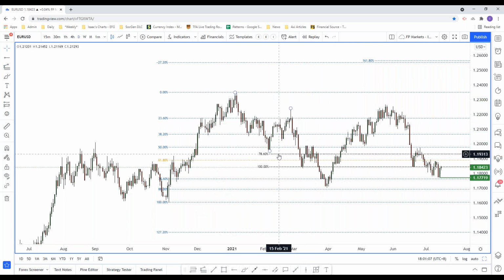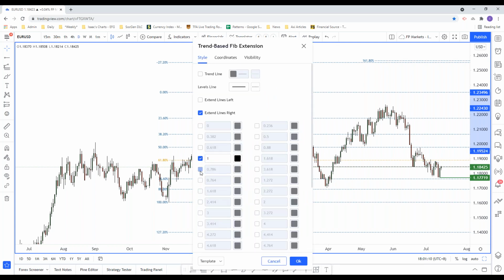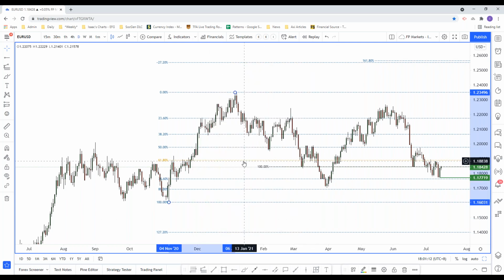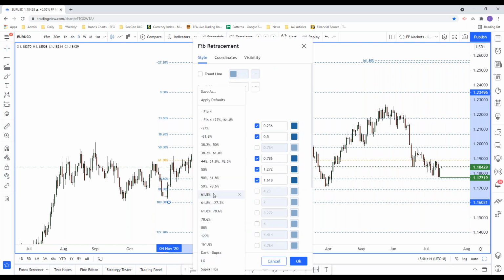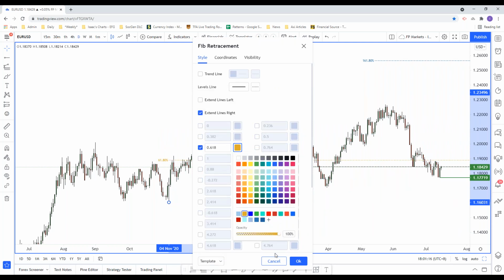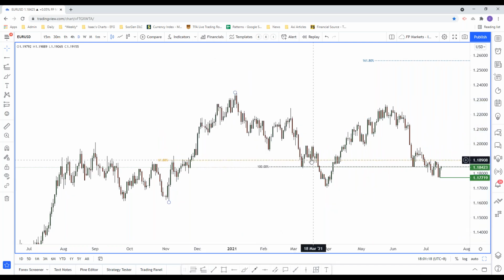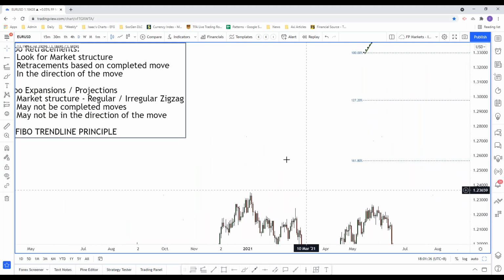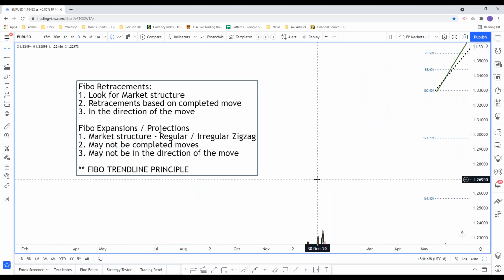Okay, do you see that? The 100% is actually quite close to the 61.8 retracement level. So this becomes a very nice zone, right? It becomes a very nice zone to enter this area here. So this is a way of combining Fibonacci retracement and Fibonacci projection together to find confluence, as long as you remember the rules that you have over here.